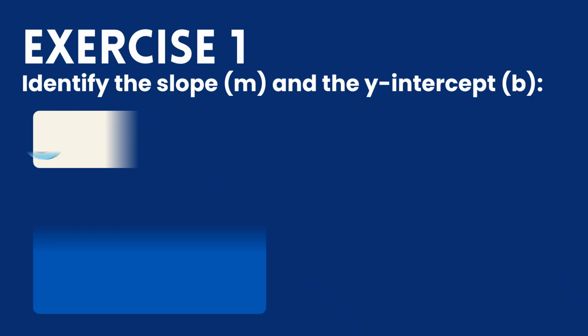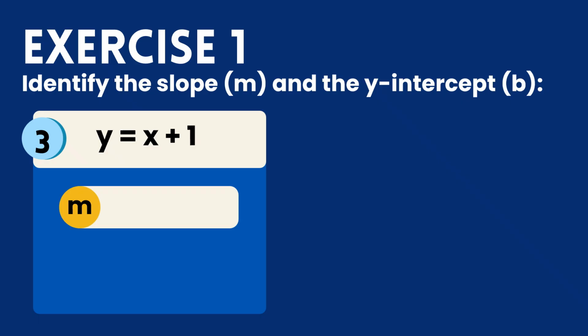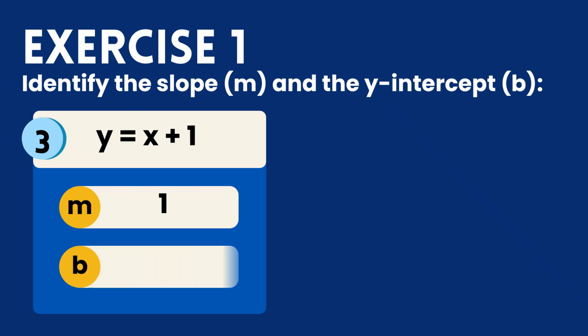Okay, we have another equation. y = x + 1. What is our slope, or m? Yes, you are right. m is equal to 1. How about the y-intercept, or b? Very good. b is equal to 1.